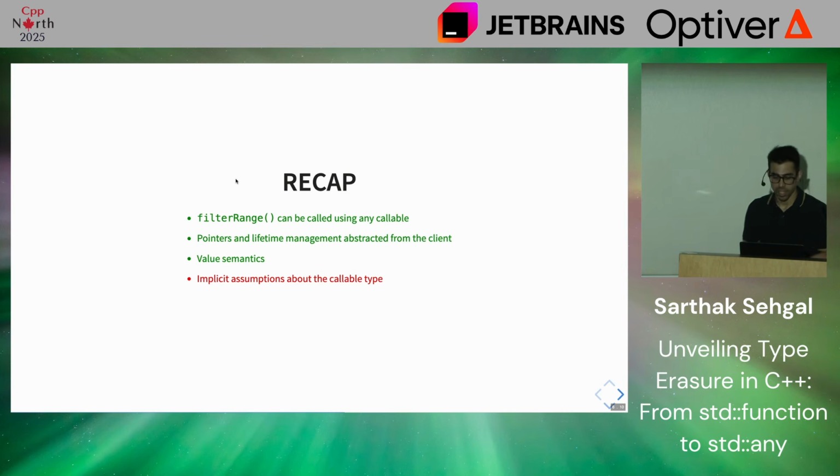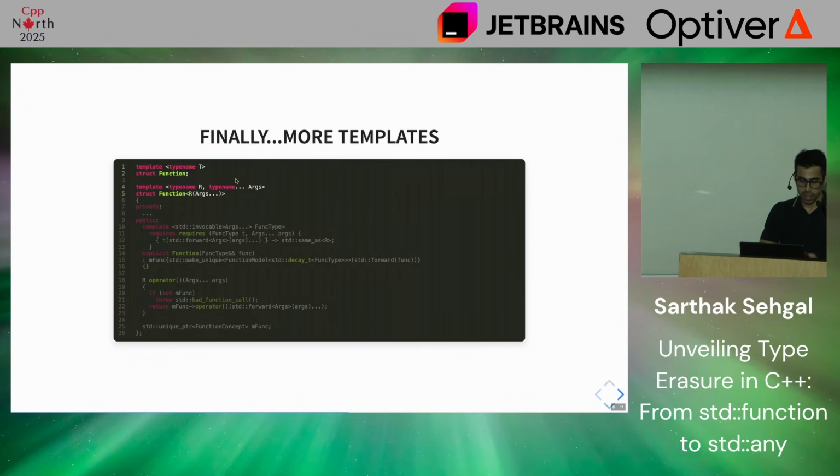There's implicit assumptions in this type being passed about the callable, that it should be, one, movable, and two, invocable by an integer and return a Boolean-like object. And so far, it only works with this single concrete signature, which takes an integer and returns a Boolean. So since this is a talk on type erasure and particularly about how to implement a std::function-like class, let's make it more generic, just to play with some more templates.